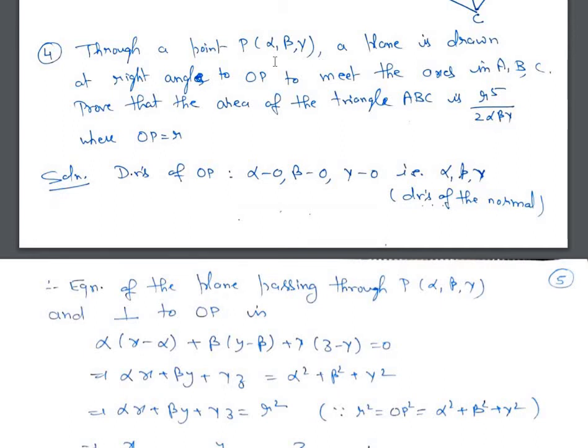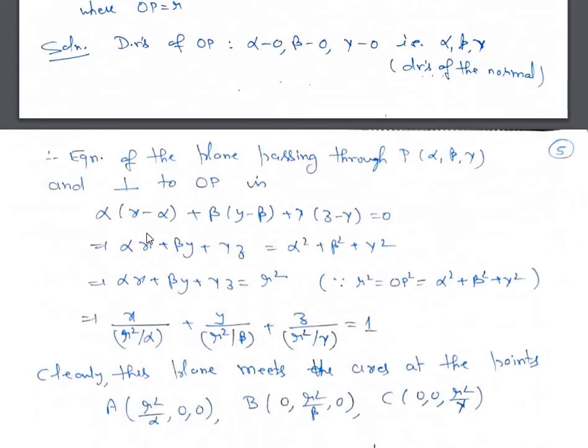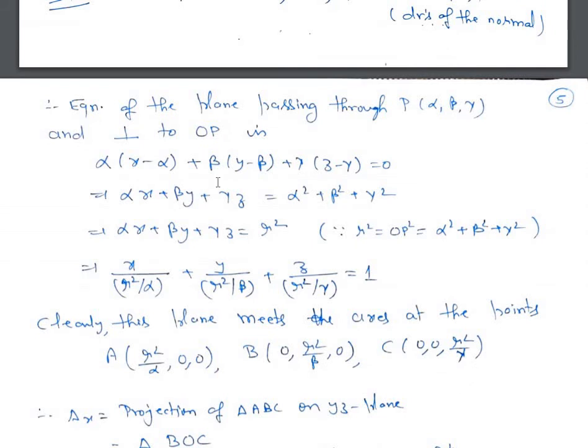So therefore, using the one-point form, the equation of the plane passing through alpha, beta, gamma and perpendicular to OP is alpha into (x minus alpha) plus beta into (y minus beta) plus gamma into (z minus gamma) is equal to 0. That means alpha x plus beta y plus gamma z is equal to alpha square plus beta square plus gamma square, which is r square, because r square is OP square, which is alpha square plus beta square plus gamma square.